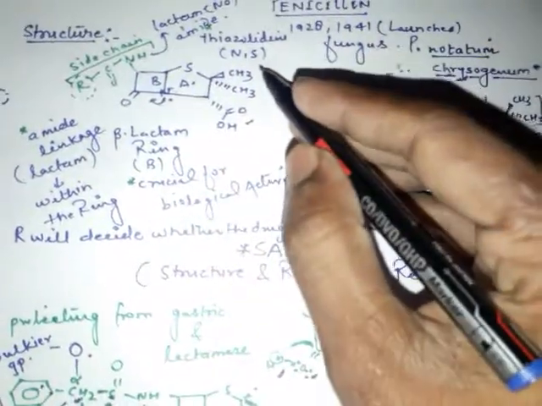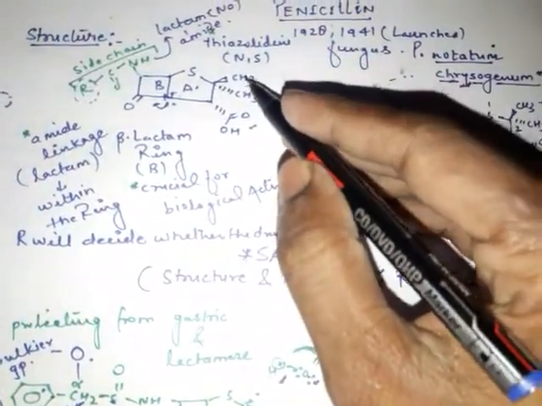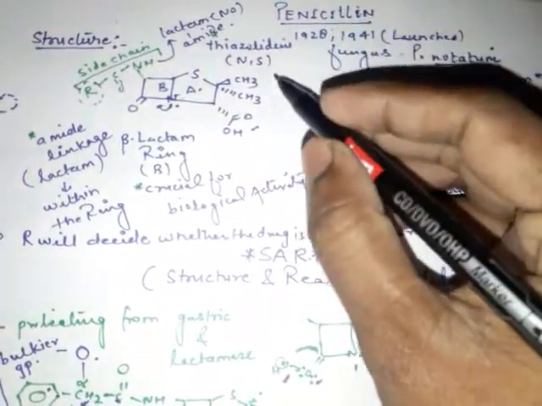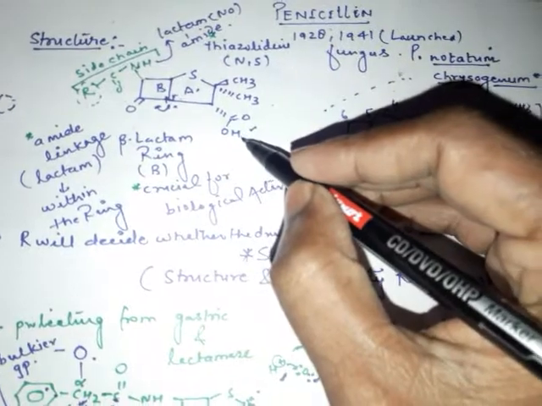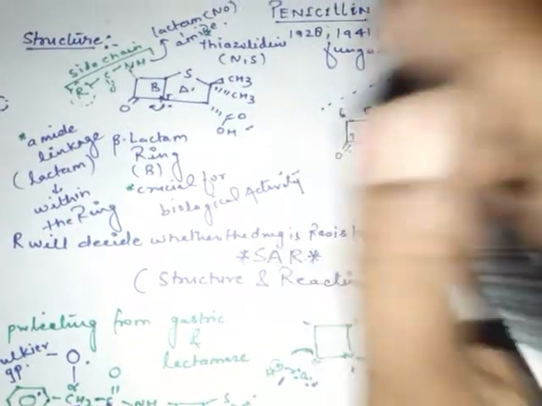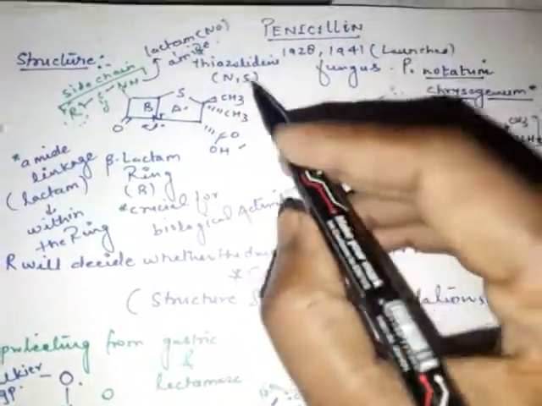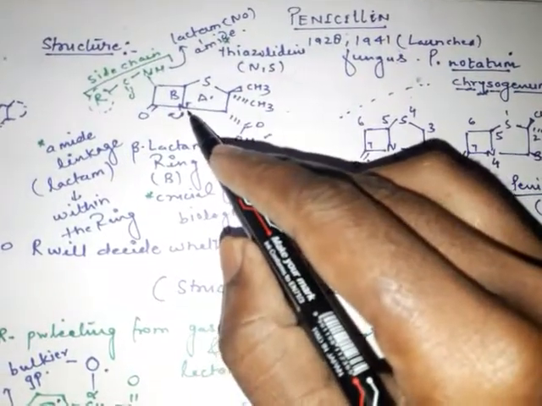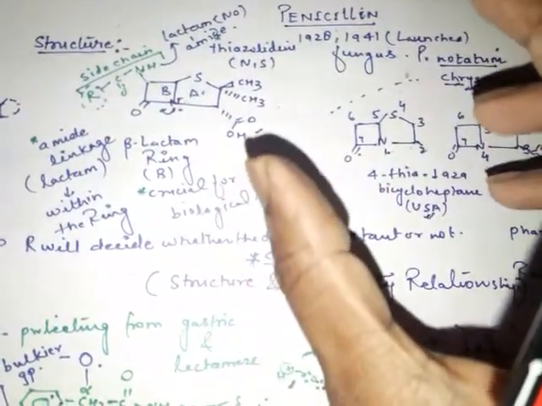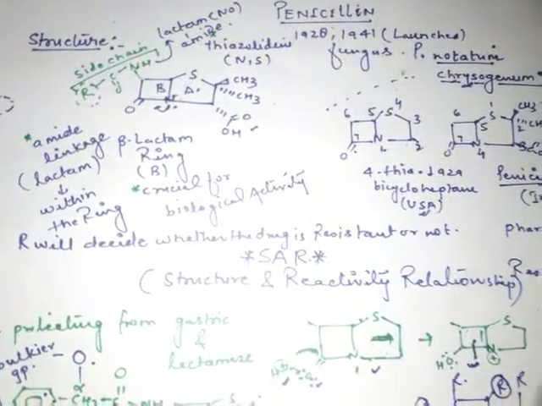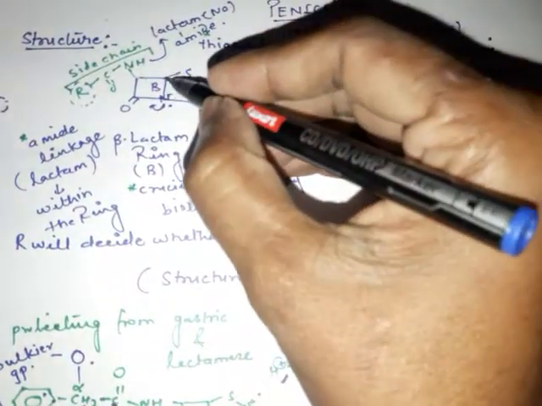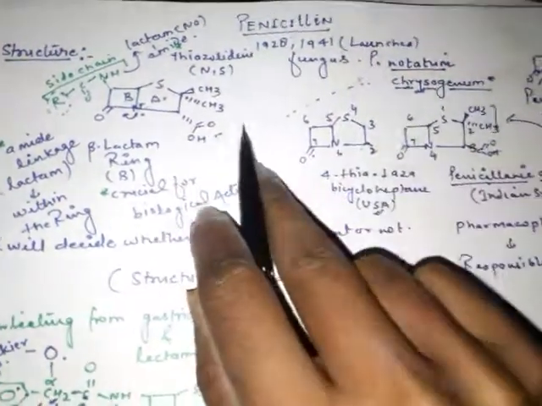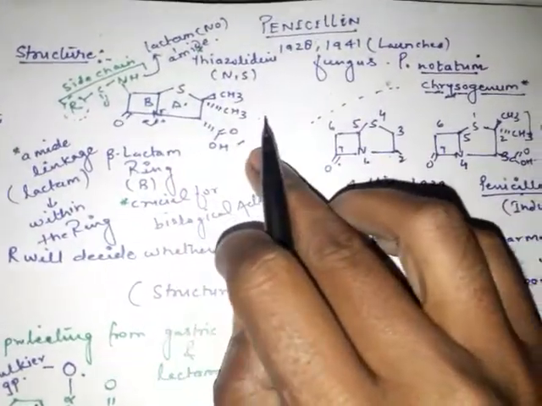A 2-methyl group is also present, and these are anti to each other. One is COOH. If you see here, in these 2 rings, nitrogen is present in the core of the bicyclic ring. It is the bicyclic ring, the core in which nitrogen is present. So this is the structure of penicillin.